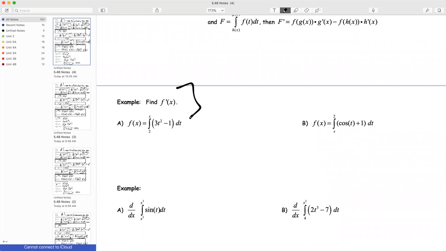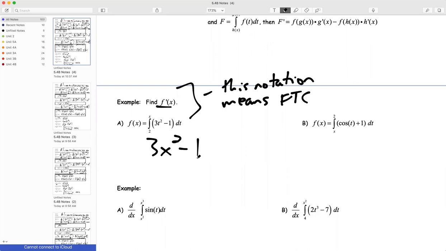So whenever you see this notation, it means fundamental theorem of calculus. Okay, it says find f prime of x. And they defined f of x as equal to the integral from 2 to x of 3t squared minus 1 dt. So I'm going to use the fundamental theorem. It's the shortcut. I take the x and I plug it in. And I have 3x squared minus 1. That's it. I'm done.